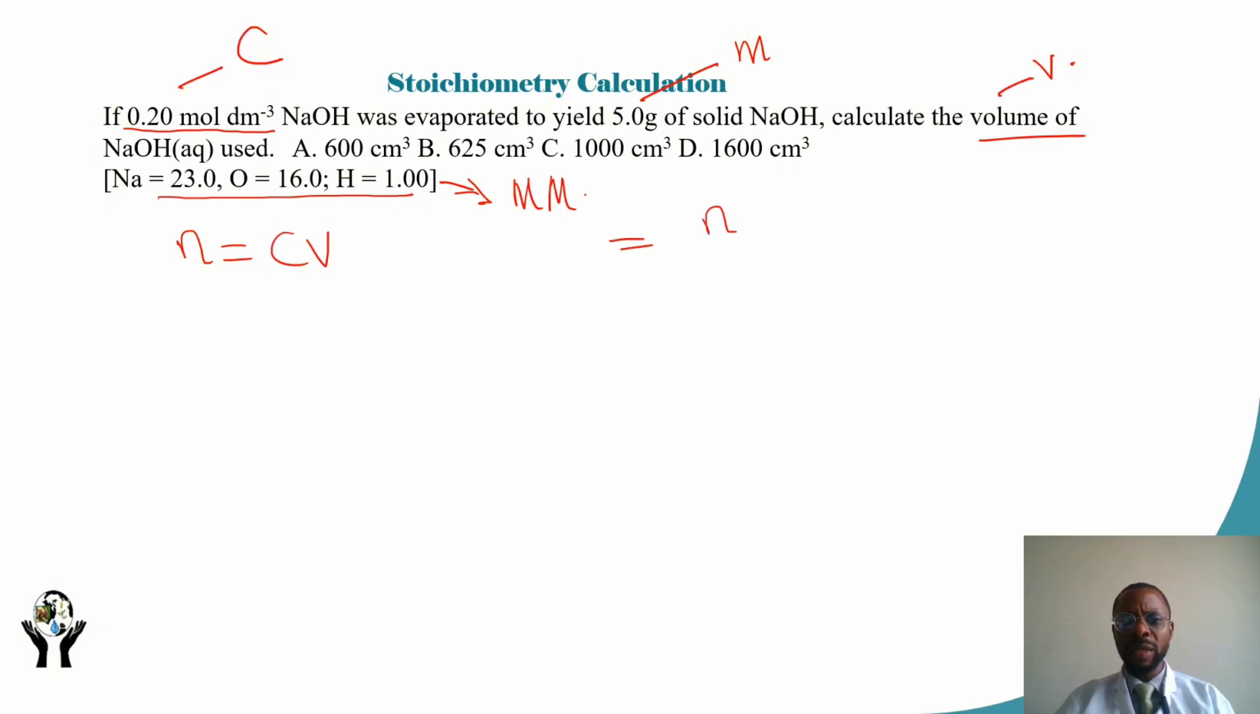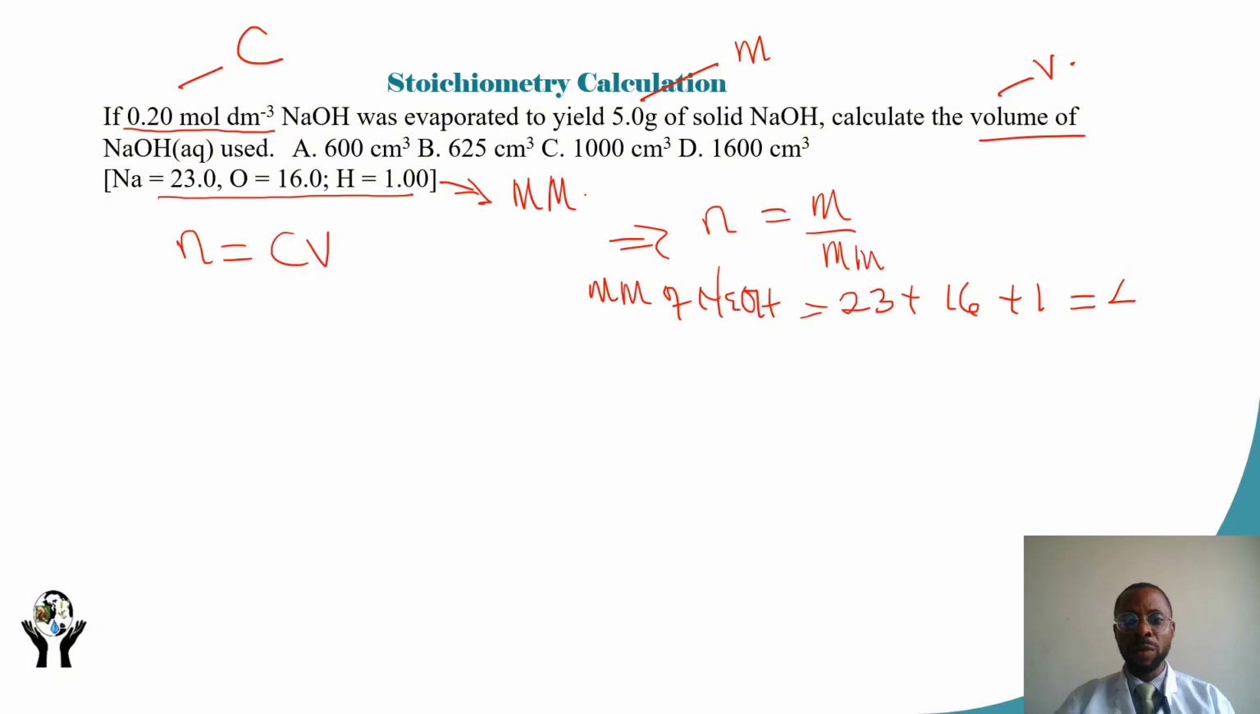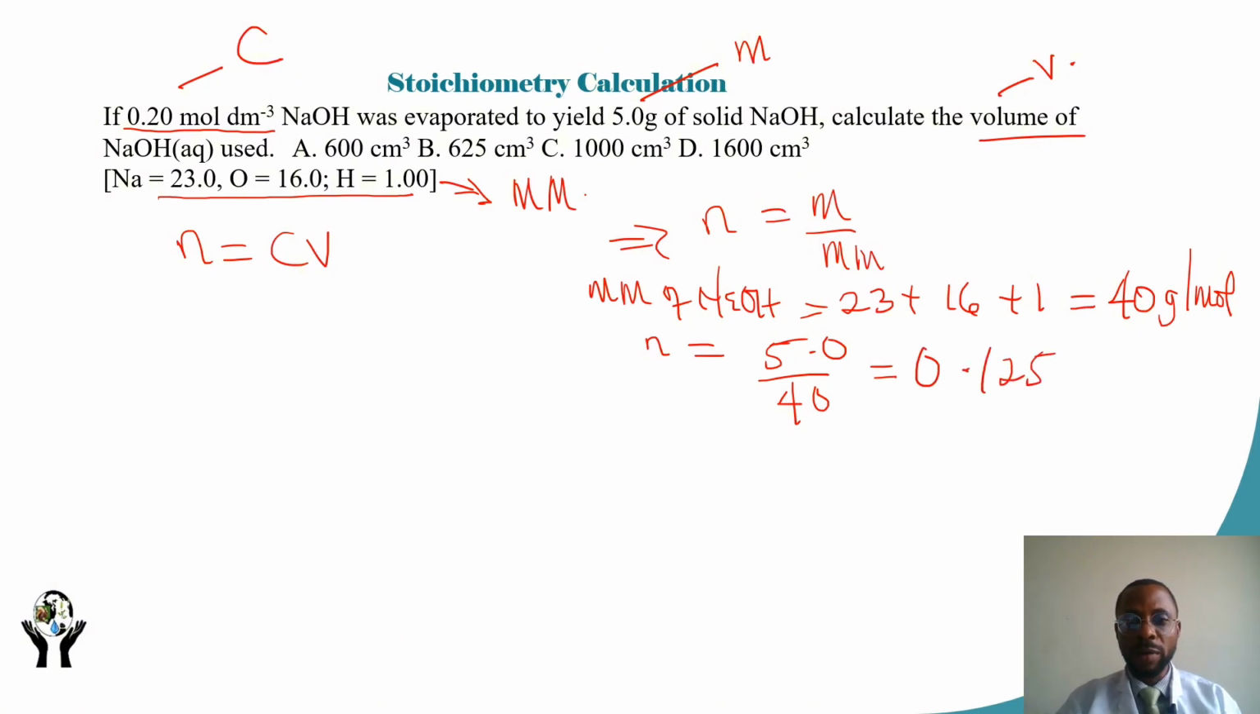You can easily get the n by saying n equals mass over molar mass. Yes, the mass is given. The molar mass we can easily calculate. So the molar mass of the compound sodium hydroxide will be equal to 23 of sodium plus 16 of oxygen plus 1 of hydrogen. That should give us 40 grams per mole. So from there, our n equals, the mass is 5 grams, that's 5.0 over 40, and that will give us 0.125 moles. That's the amount.